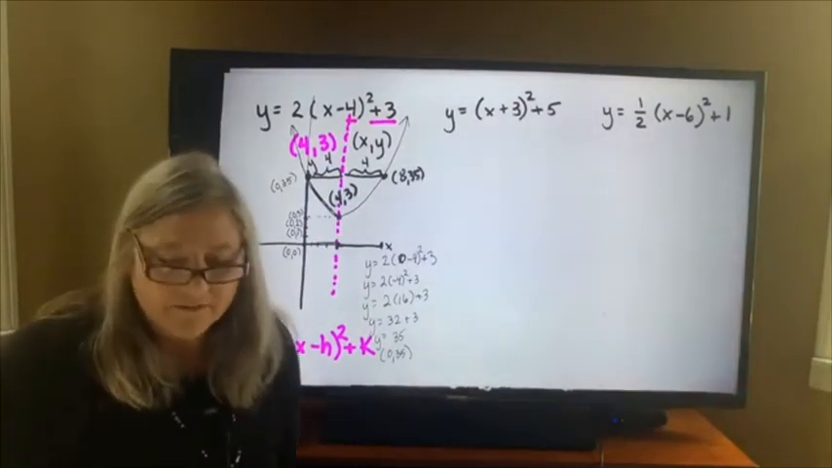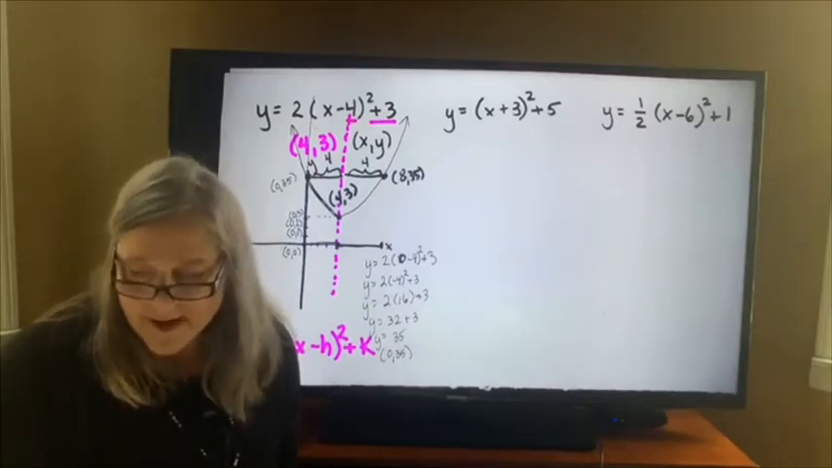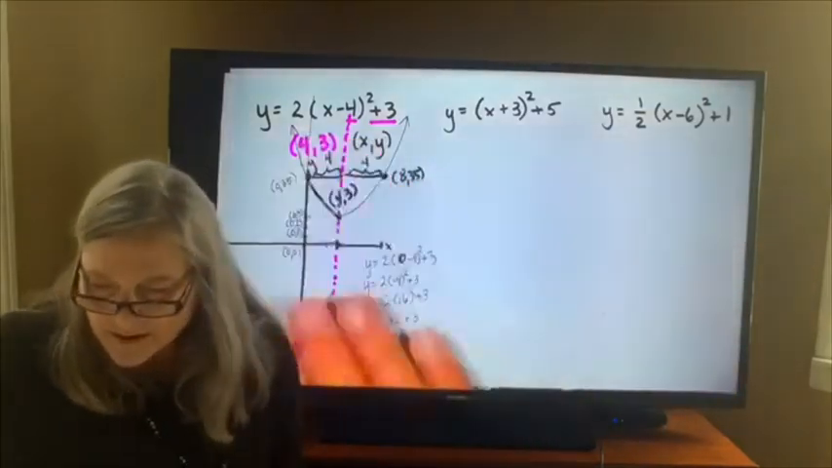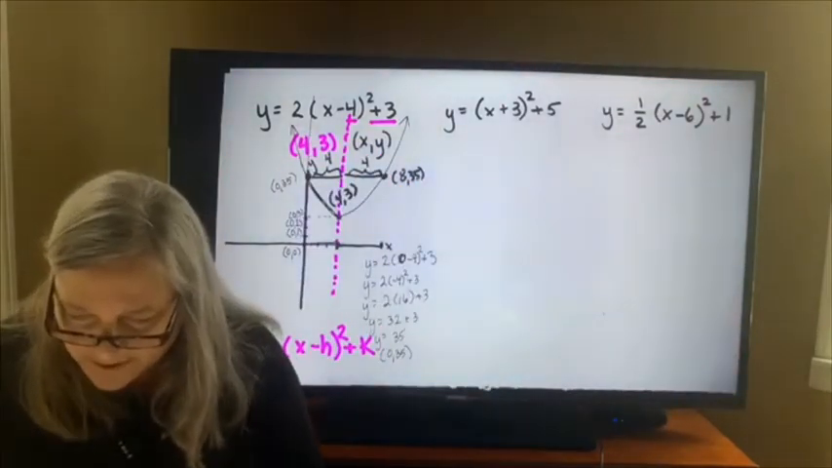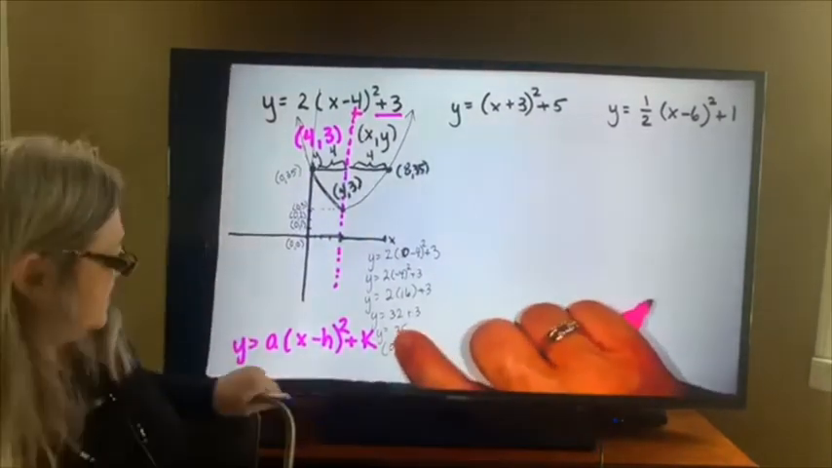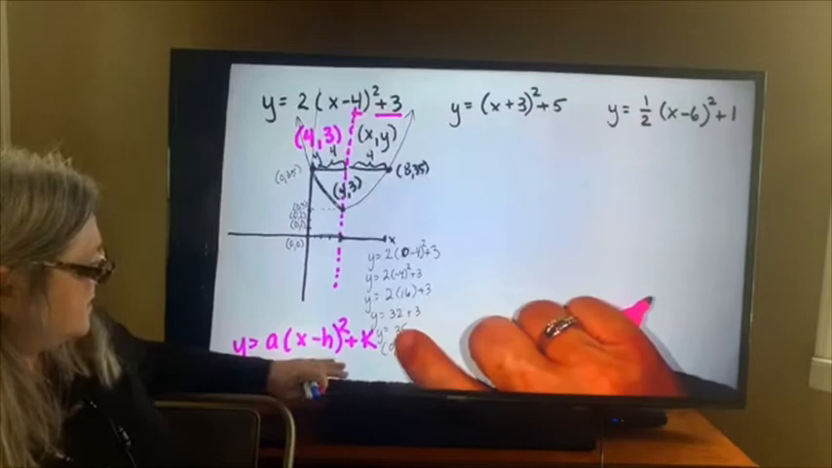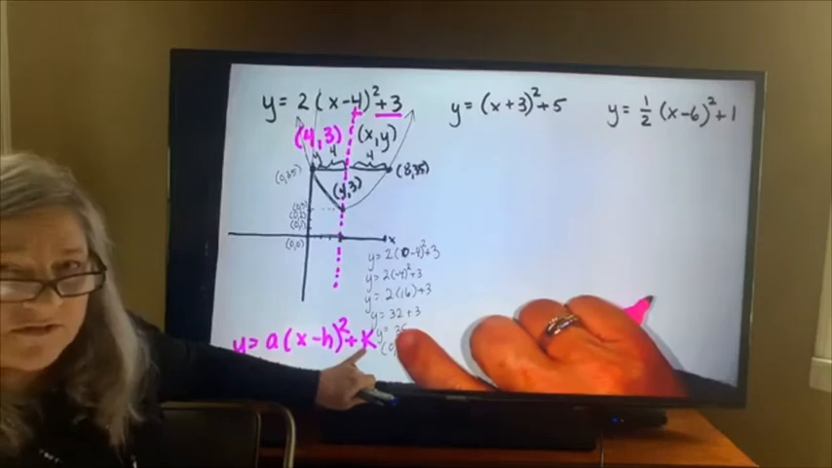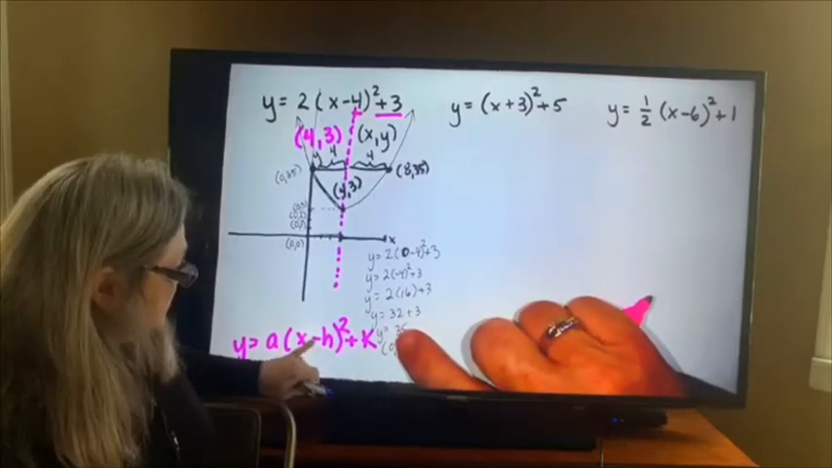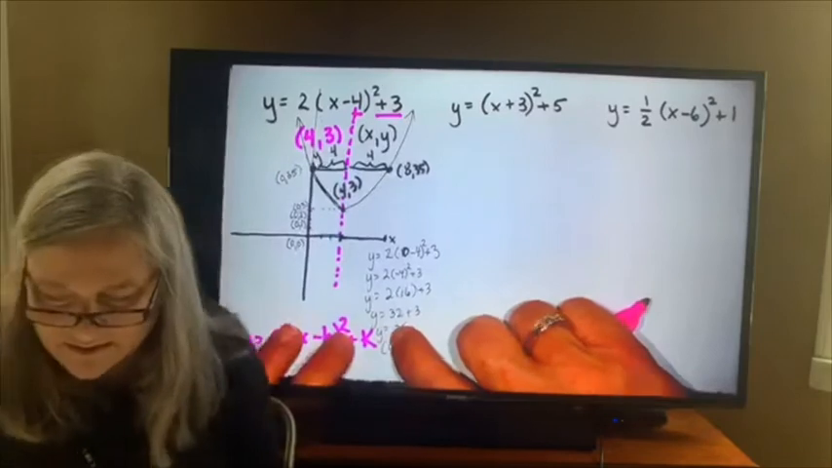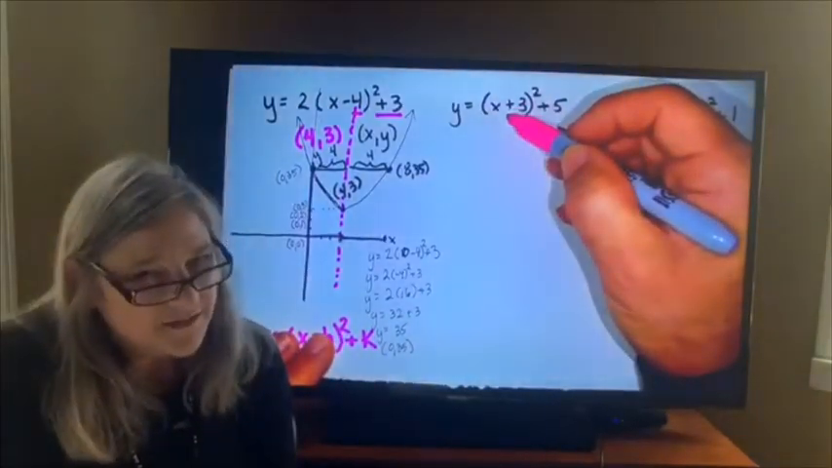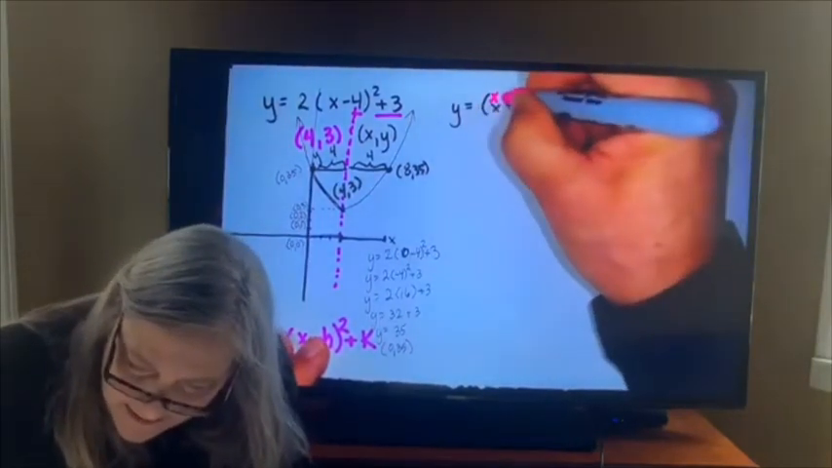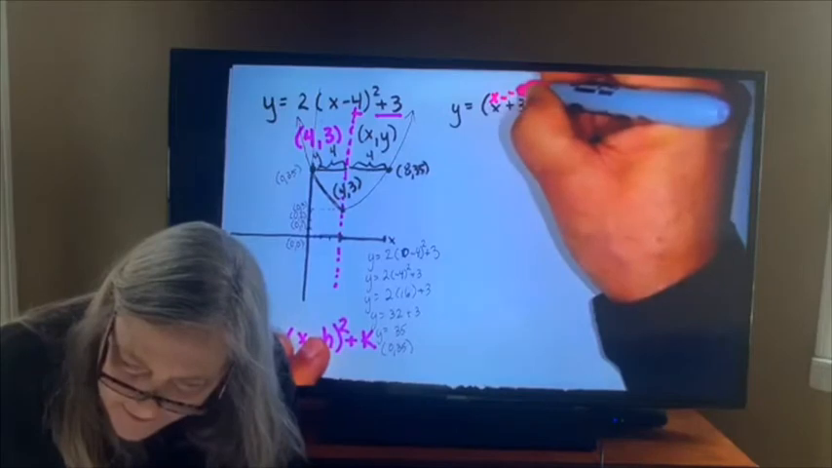I'm going to do 2 more fairly quickly, and then we're going to talk just a little bit about the application. There are all kinds of variations of this also. So let's talk first about this first one here. Remember we have y equals a times the quantity x minus h squared plus k. Remember the h and the k, those are the vertex. So it's in the form x minus h. Let's look at this one, because it doesn't say x minus 3. It says x plus 3. But that's the same as x minus a negative 3.